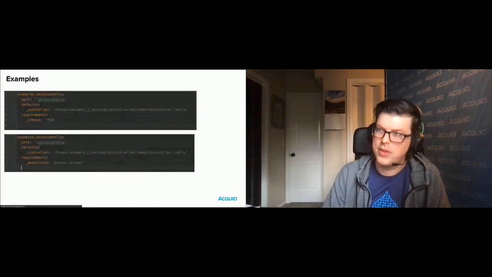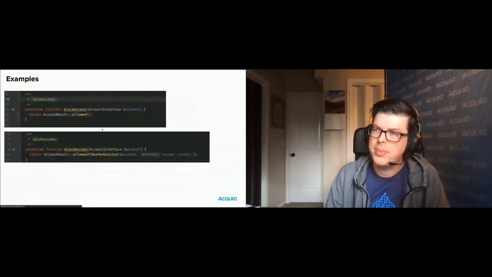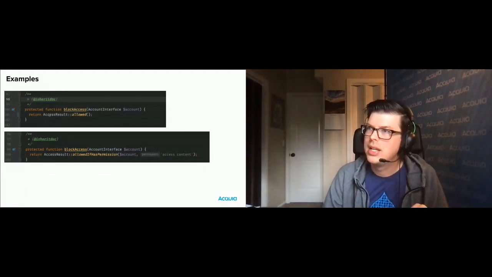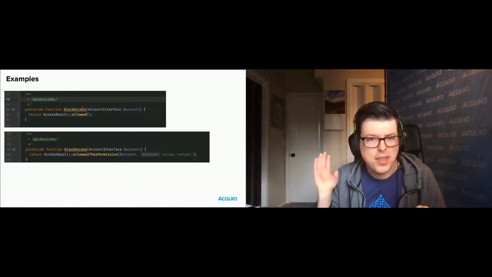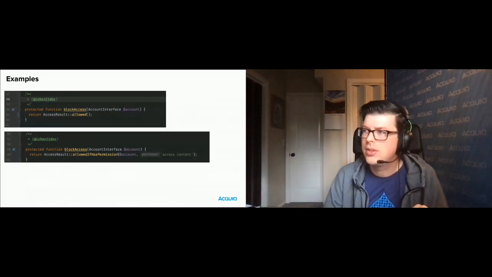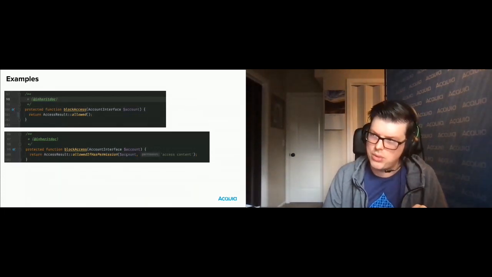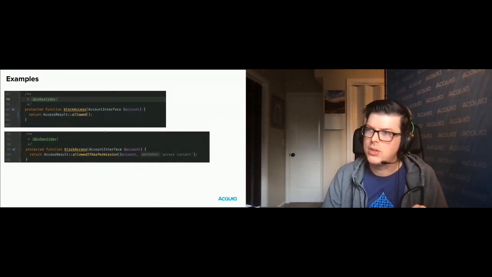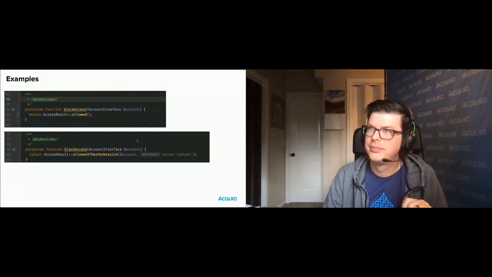Getting away from routes. So this is a YAML example. This is a PHP example of the same thing. In this case, we have a block access function, and you can see that it's returning access result allowed. Again, this basically means that this block is always accessible. Whereas in this case, instead of returning access result allowed, we're returning access result allowed if has permission, the account in question, and then access content. Very subtle difference between the two. This is much, much more secure and a better practice.